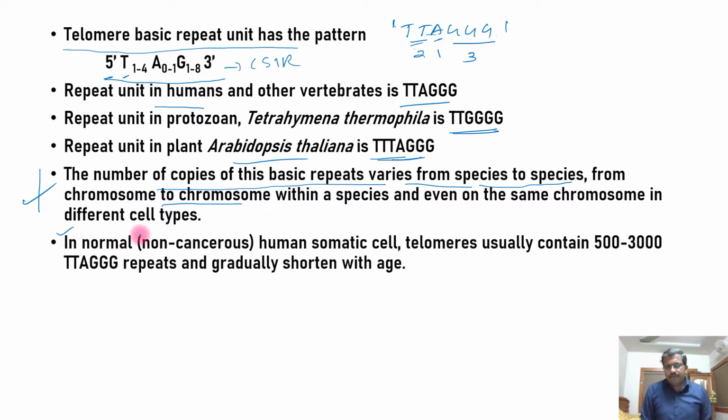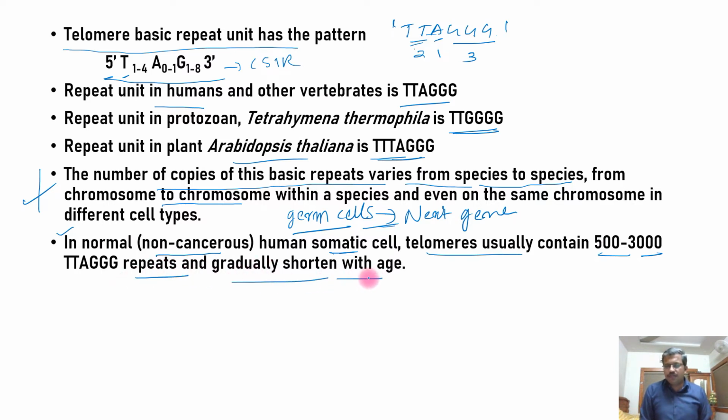Now, in normal cells, I'm speaking about non-cancerous cells, so normal somatic cells. We know that we have somatic cells and germ cells, and the germ cells move from one generation to the next. I'm not speaking about germ cells or cancerous cells, just the normal somatic cell. These telomeres usually contain 500 to 3000 repeats and gradually shorten with age. So with age, the number of repeats in a telomere will gradually decrease.